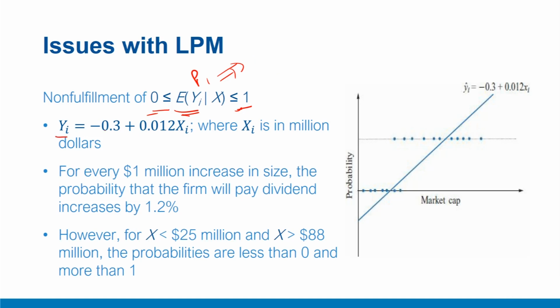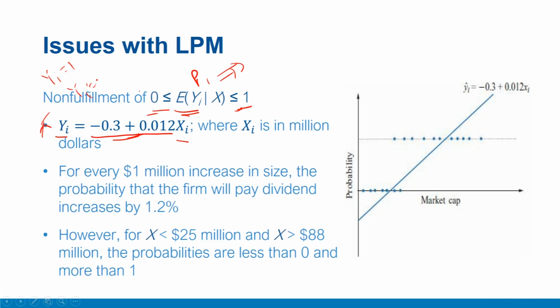So if we have yi as a function modeled like this, let's say our estimated function is minus 0.3 plus 0.012 xi, and recall in the previous video we noted that here xi is the market cap and yi is what we are modeling, the probability of whether a dividend is paid or not. So if a dividend is paid, then y equals 1. If a dividend is not paid, then y equals 0. And essentially we are modeling the probability of a dividend being paid.